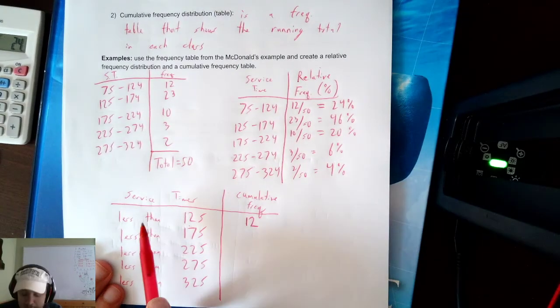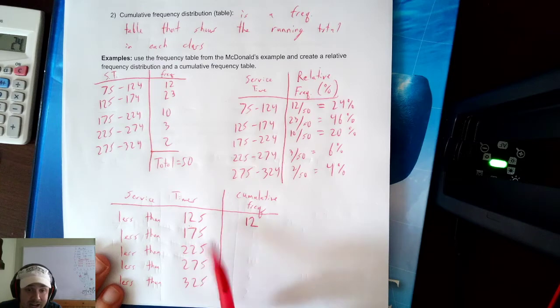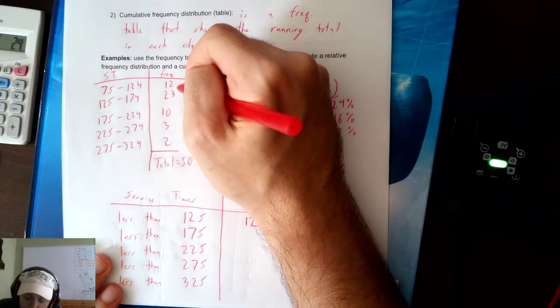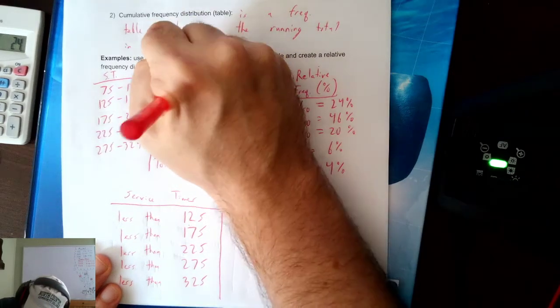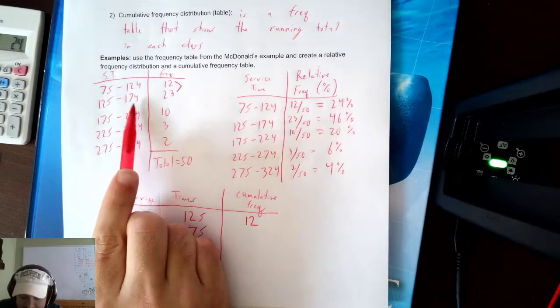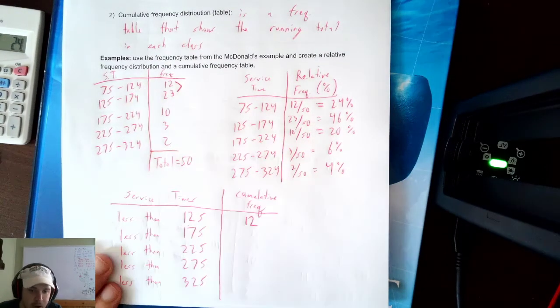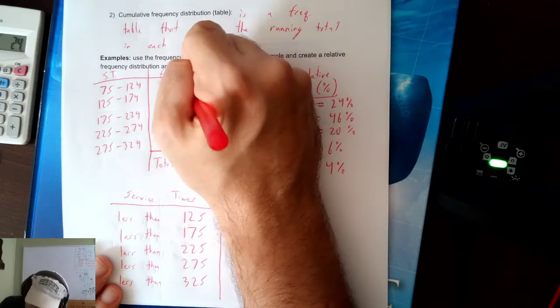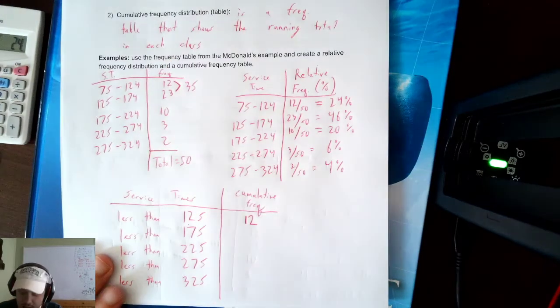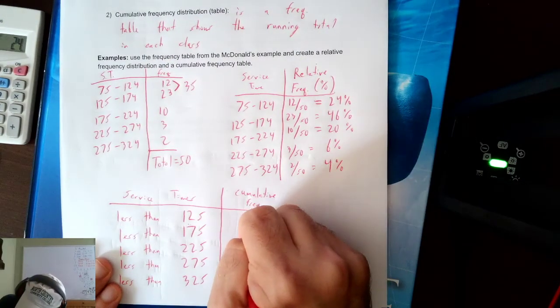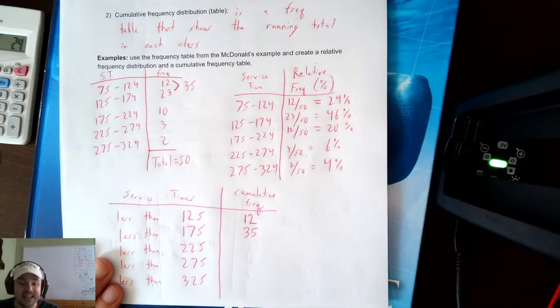However, how many numbers were less than 175? Those are the numbers in both of these categories, aren't they? This category and this category are smaller than 175. And there's 35 numbers in those categories. So I'm going to put 35 in the second category.